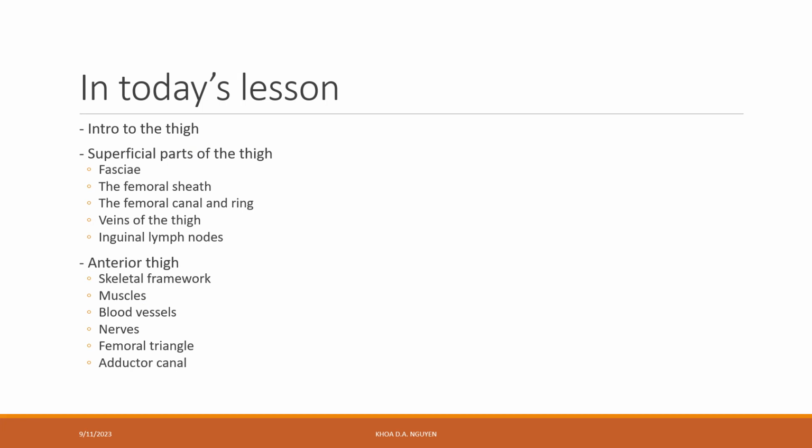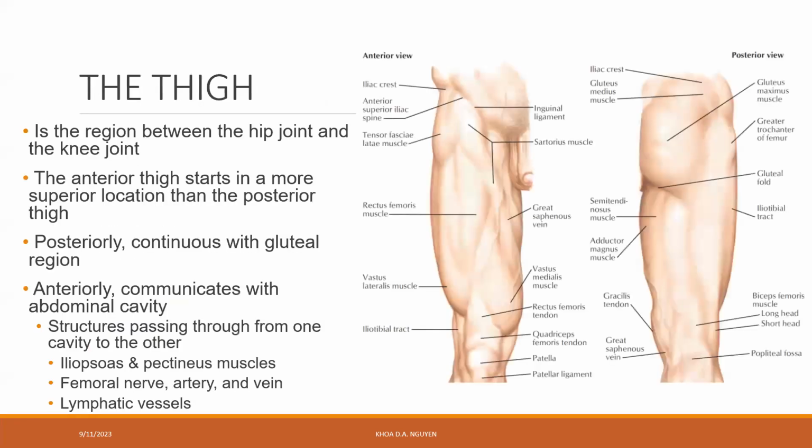of the thigh. And then after that, we'll go into the first compartment of the thigh, which is the anterior thigh. We'll be talking about the skeletal framework of this region, as well as the muscles, the blood vessels, the nerves, as well as the femoral triangle and the adductor canal, which are going to be very important spaces in this region.